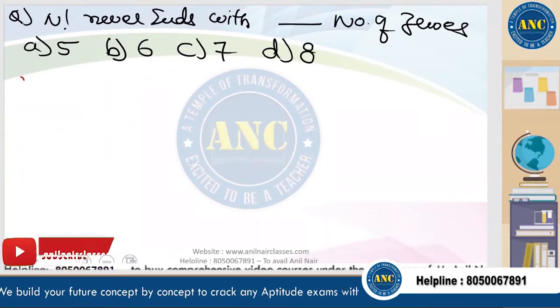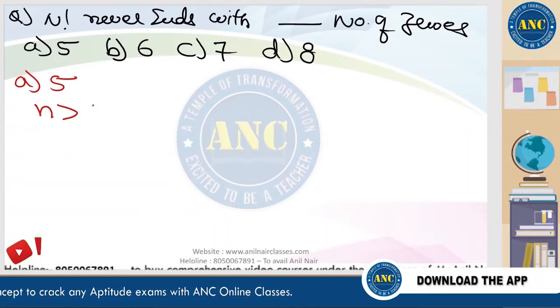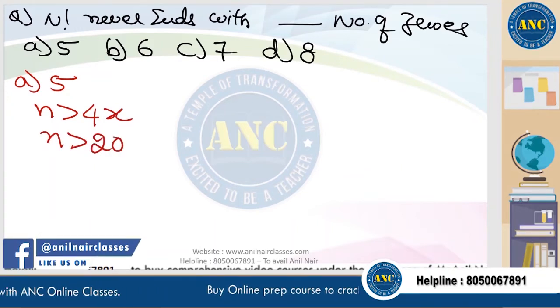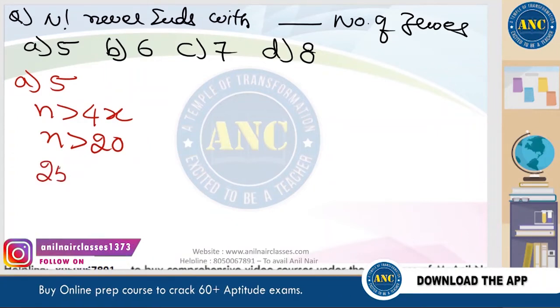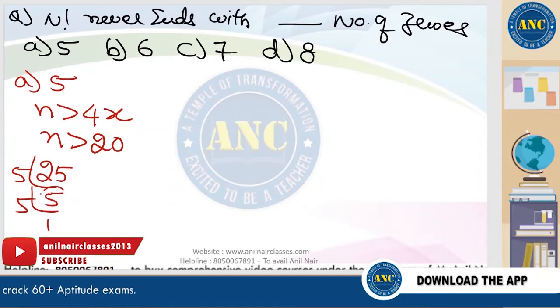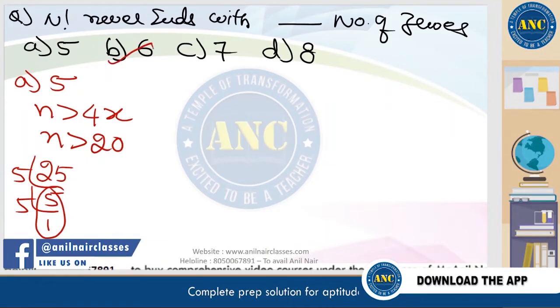Suppose it is 5. N is greater than 4x, so n is greater than 5 4s are 20. What is the multiple of 5 just greater than 20? 25. 5 5s are 25, 5 plus 1, how many zeros did I get? 6. But I want 5 zeros. Not possible. 6 is possible.